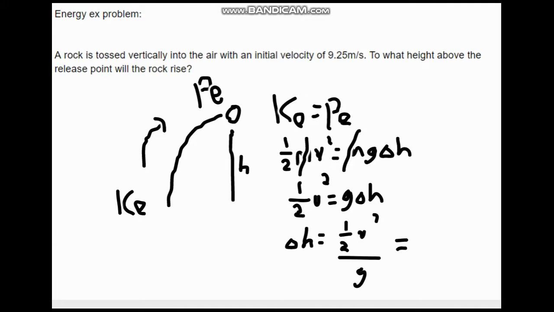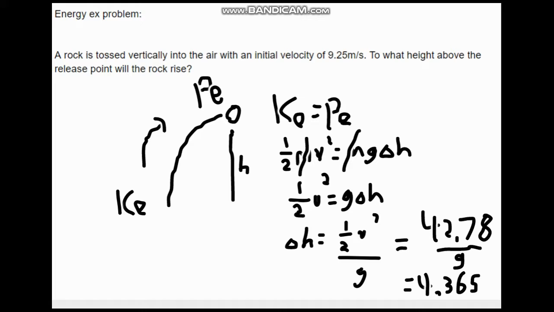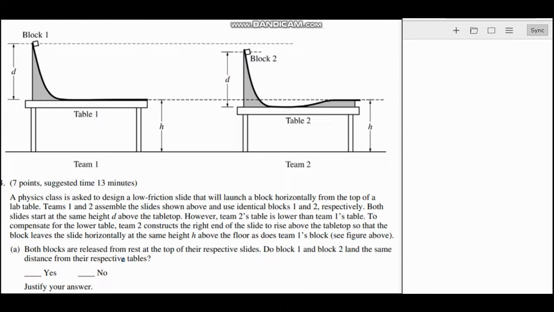And we can just plug in 9.25 meters per second into velocity, and we get 42.78 over gravity, which is negative 9.8 meters per second squared. So we just solve that, and we get 4.365 meters above the ground.